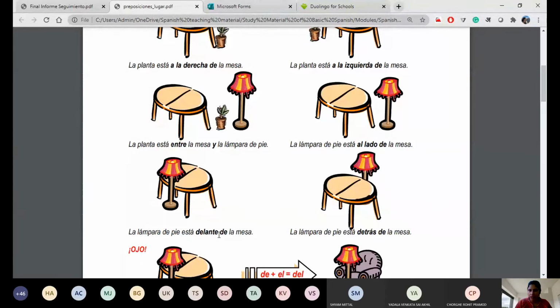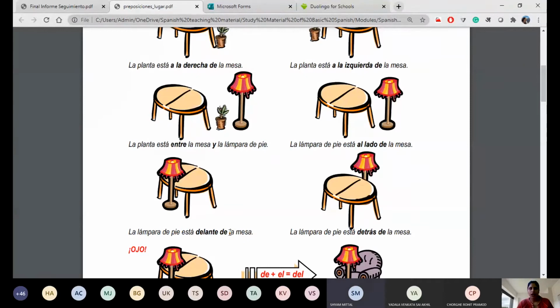Okay, so is that fine? You understood delante de and detrás de, behind the table, and delante de is in front of the table. Is that fine for you? Yes, ma'am.